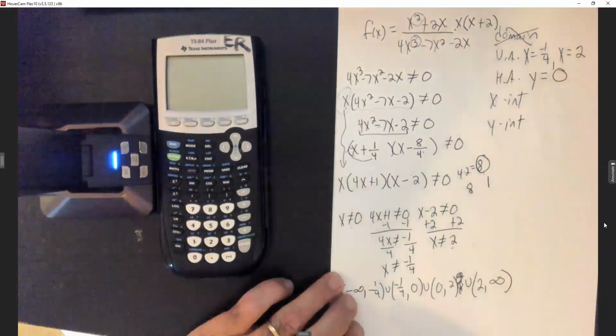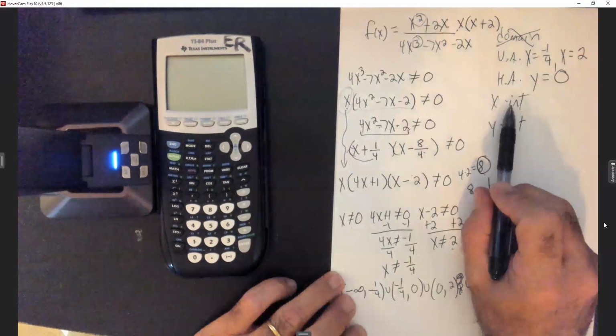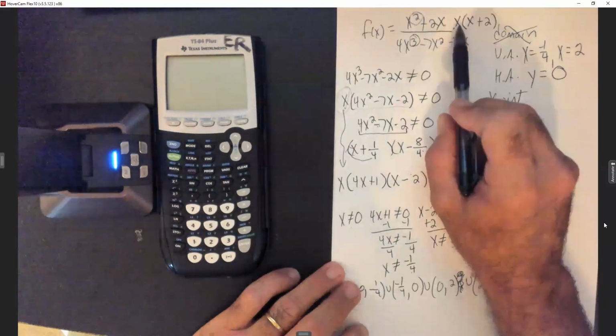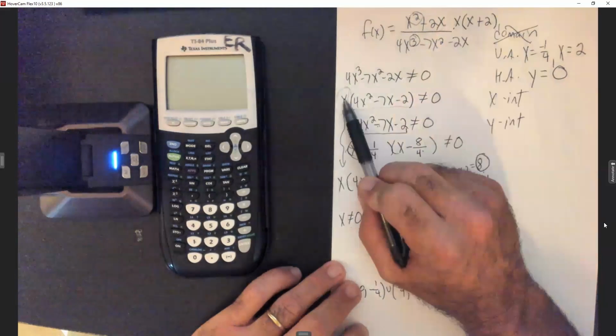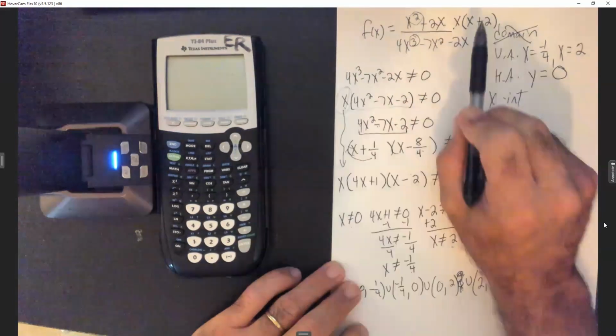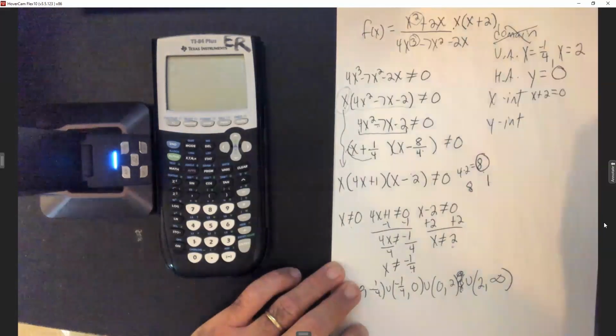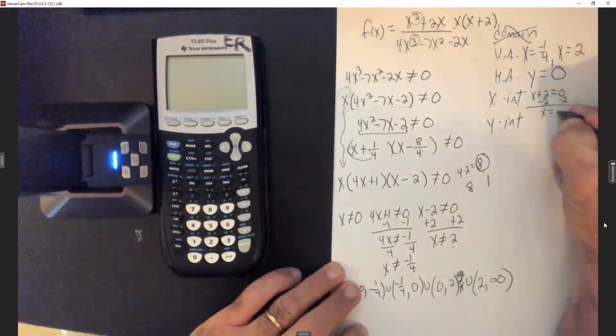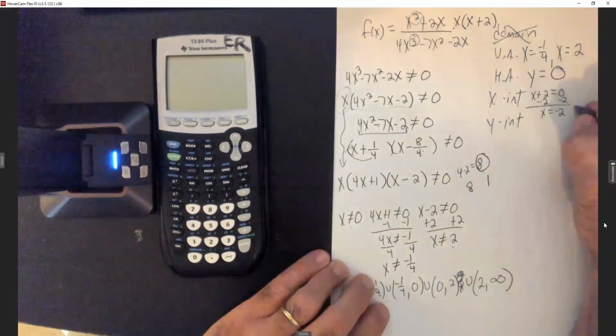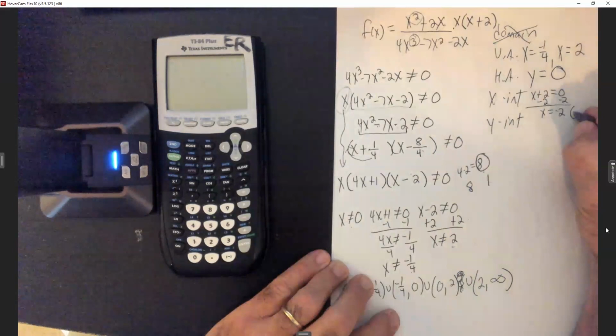All right, x-intercept. Well, I said this x factor from the x-intercept canceled with the x factor from the vertical asymptotes. So the only thing left is the x plus 2. Set that equal to 0. Solve that by subtracting 2. You get x equals negative 2. But remember, you have to put it in the form of a point, which would be negative 2, 0.